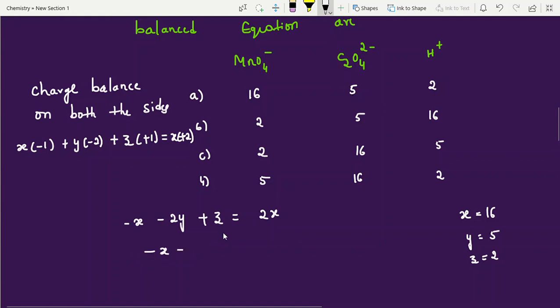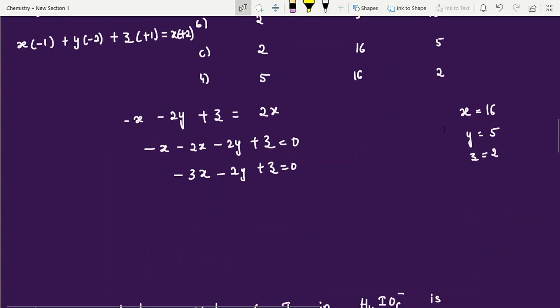Bring this X to this side. Then it is minus 3X minus 2Y plus Z equal to 0. Then it is easy. Now substitute and check it. So first one, tell me what is X? First one, X equal to 16. We can check here: 3 into 16 minus 2 into 5 plus 2.